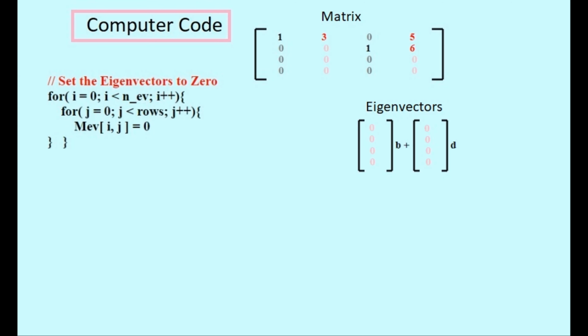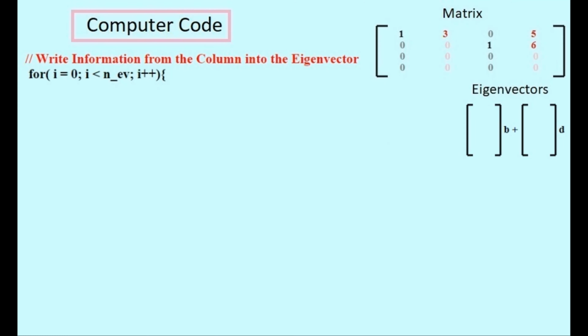And so now it's time to calculate the eigenvectors for this matrix. The eigenvectors should be set to 0 from the beginning, so that any elements in the eigenvectors that are not set during the process of calculating them will already be set to 0. So now to write code to find the eigenvectors.